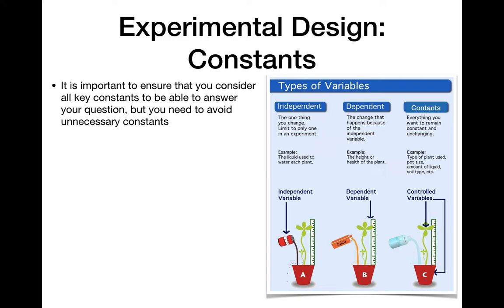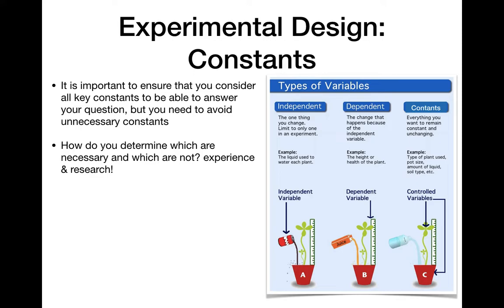They will punish you if you have unnecessary constants. So it's a really balancing point of having sufficient constants to make sure your independent variable is the only thing affecting your dependent variable, but you're not adding extraneous unnecessary constants either. So how do you figure out which ones are necessary and which ones are not? Two things: experience. So as you do labs and develop those skills, which you've been trying to do a lot of stuff this year to help you with that, that'll help. And then research. So look at similar studies. What did they keep constant? What was not necessary to be kept constant? That kind of stuff. What did they not do?